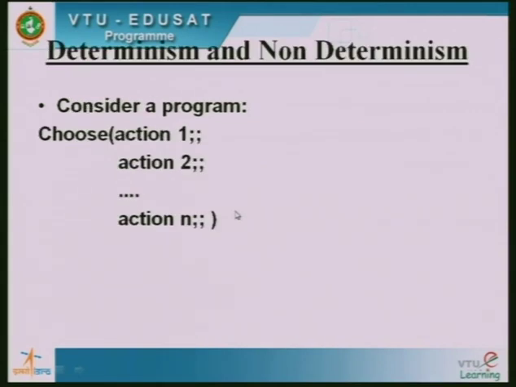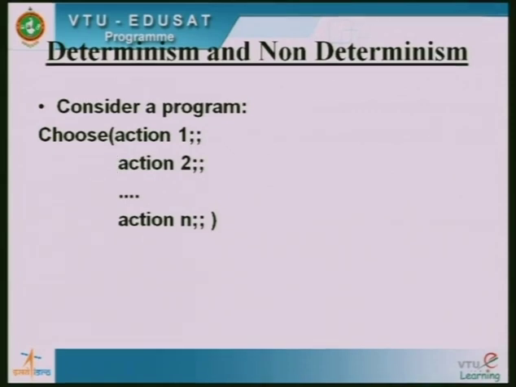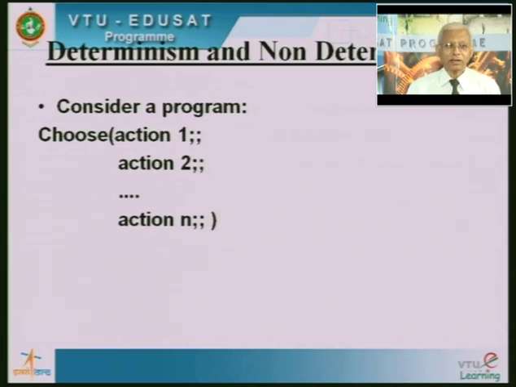So, now determinism and non-determinism is very important. See, you have studied deterministic finite state machines and non-deterministic finite state machines. Deterministic means you have absolutely no ambiguity as to for a given input which state it will go. But whereas in a non-deterministic machine you have seen on a particular input it can go to any number of states. So, that is non-determinism.